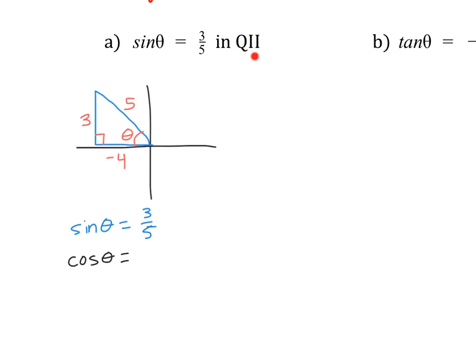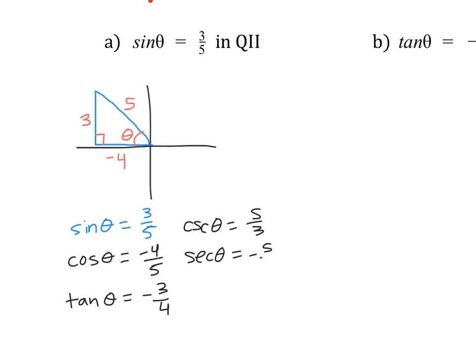So we know that since we're in quadrant 2, cosine should be negative, and here's why. It's because we're moving to the left. So the cosine of theta would be -4/5. Tangent should also be negative, and according to our triangle, it's -3/4. And then cosecant is the reciprocal of sine, so 5/3. Secant is the reciprocal of cosine, so -5/4, and then cotangent is the reciprocal, so -4/3.